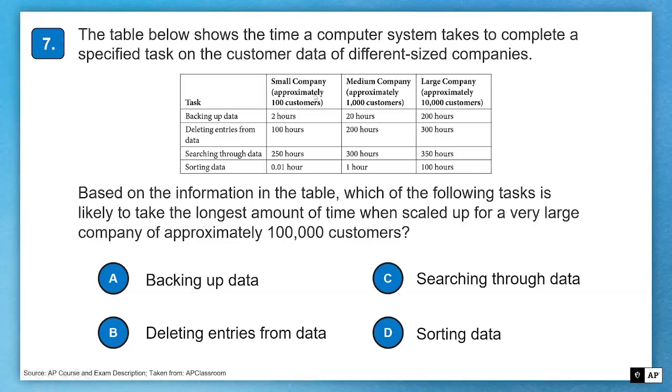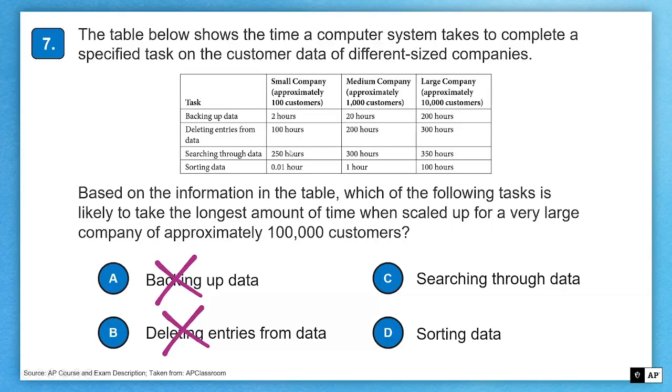But that seems reasonable since the amount of customers is also a multiple of 10. Deleting goes from 100 to 200 and 200 to 300 based on the size of the company. So it's going up linearly, always just increasing 100. So when it goes up linearly, that's probably not going to take as much time.